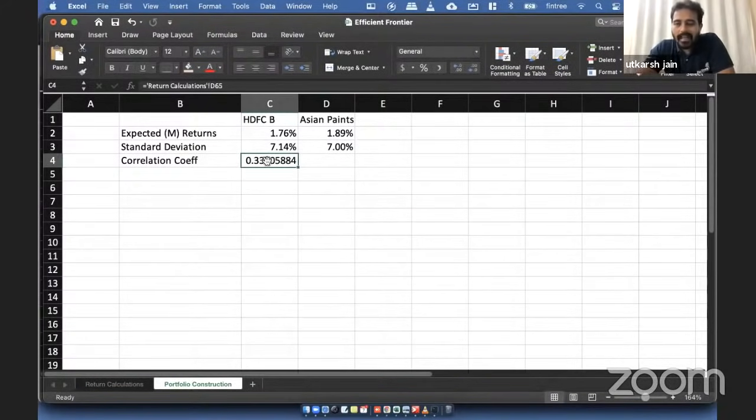Now I'm going to keep on doing these calculations on a monthly basis. I'm not going to convert them to annual. Okay, we'll keep it monthly.